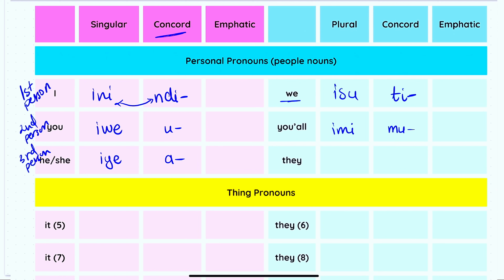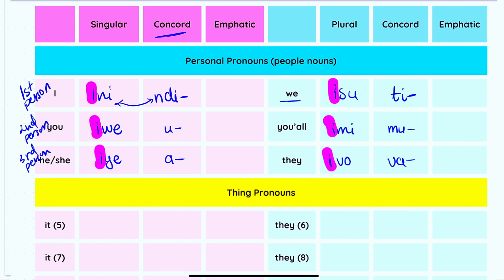The third person plural is they, that translates to ivo. And the concord for ivo is va. All of our personal pronouns have got something in common. They all start with the letter E. Ini, iwe, iye, isu, imi, ivo. All absolute pronouns begin with the letter E.